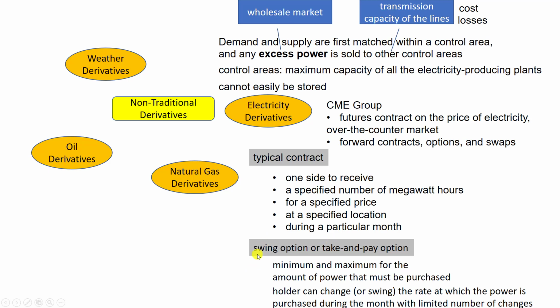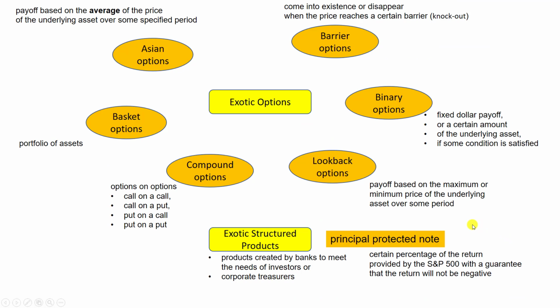And there can be swing options or take-and-pay options. It means that you can define a maximum or minimum for the amount of power that must be purchased, and the holder can change or swing the rate at which the power is purchased during the month, with a limited number of changes. So that will provide some flexibility for us. And still there are some exotic options as well.